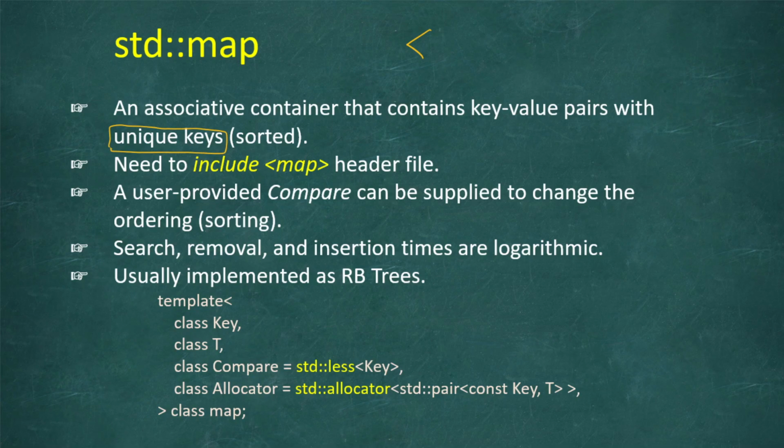So the keys are unique. If you compare it with set, in set we had just one value that acted as key. Here we have a key value pair. So first is key, second is value. You can also access this using dot first. So if this is a pair p, then you can write p dot first to get the key, p dot second to get the value, and this key should be unique. Value can be repeated. So if a key k with value v already exists and we want to insert another pair with the same key and a different value, let's say v prime, then it will not be inserted.